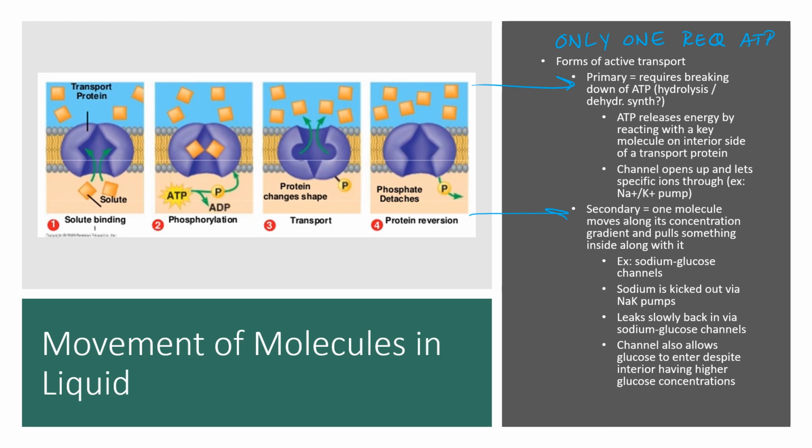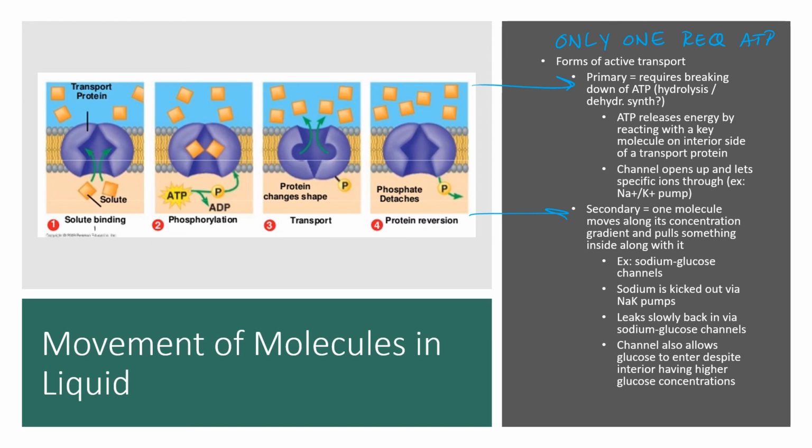So ATP is going to come along, and it's going to react with a molecule on the inside of a transport protein and break into ADP and phosphate. When that happens, energy is released. That energy is used to open up a molecule, to open up a channel and push ions through. Remember, we're always doing this against a concentration gradient, moving things from low to high concentration instead of the other way around, which would be easy.